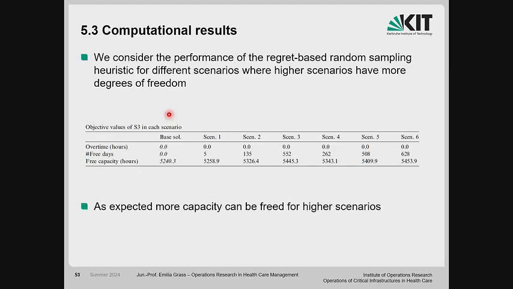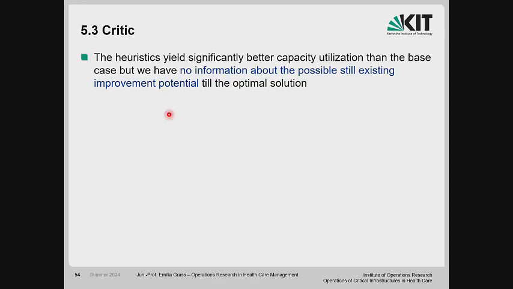As I said, nothing new, but some critique about this. The heuristics, of course, yield better capacity utilization than the base one, or let's say the solution that is used in practice. But we have no information about the possible still existing improvement potential, because heuristics will give you a good solution, but you never know how far you are from the optimal solution. You can be stuck in a local optimum, but you don't know where the global optimum is.